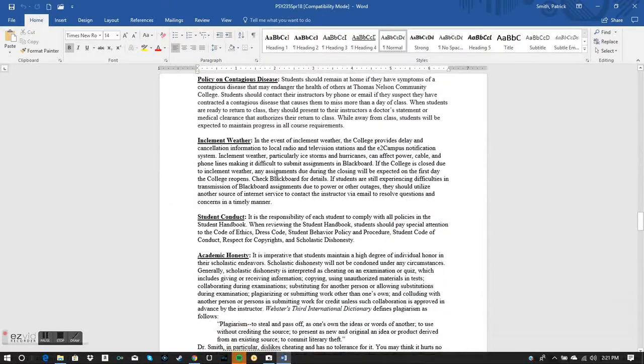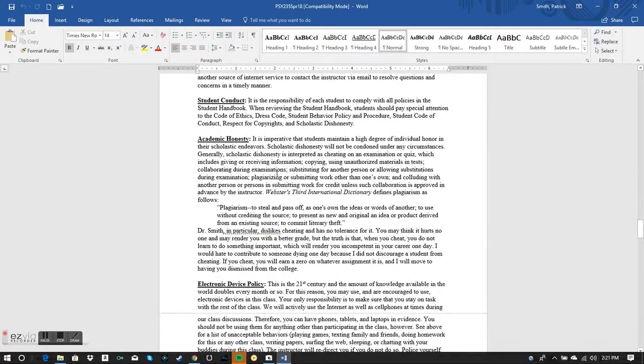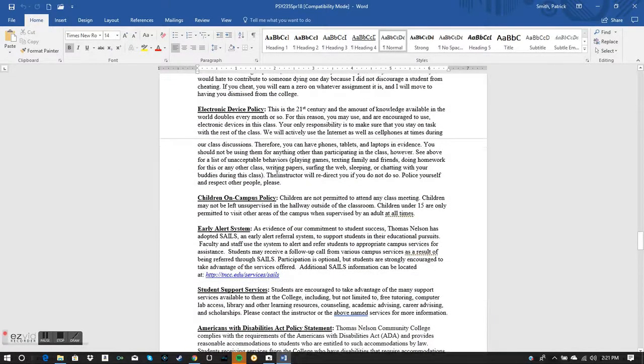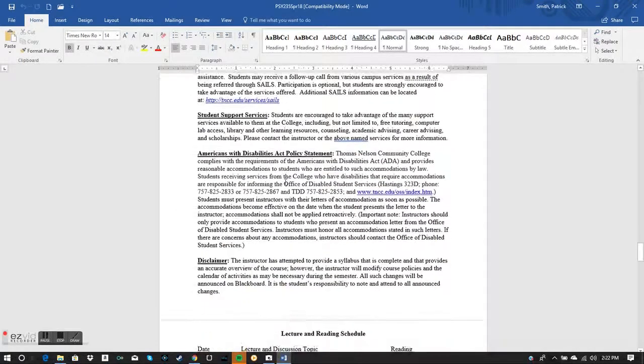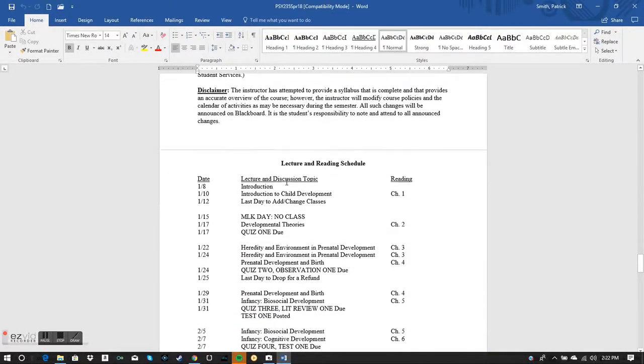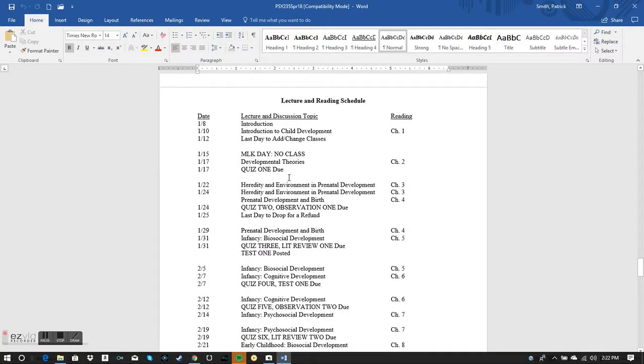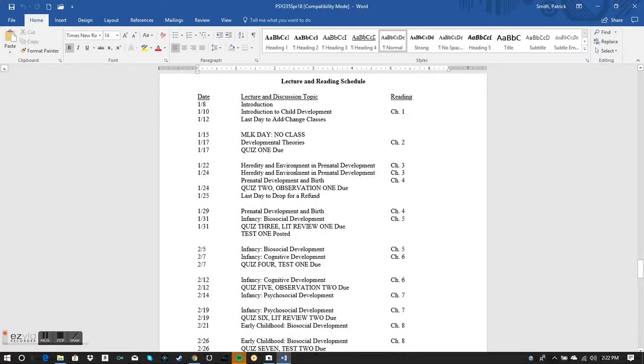I think the rest of the syllabus down here is stuff you'd see in anybody else's syllabus. It's just the policies of the school and electronic devices and children on campus and support and disability act policy and stuff like that. I think what you want to look at down here is my lecture and reading schedule, which is a schedule of what we're doing every day. Anytime we have to miss a class, you can always look back and see what we should have been doing.